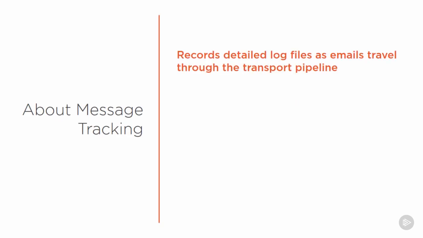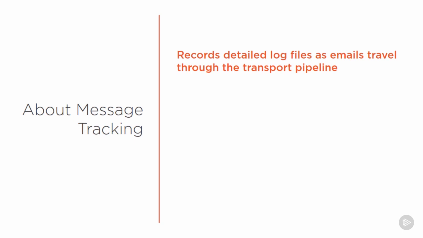Now let's look at another use of log files, which is message tracking. Message tracking is an Exchange feature that records detailed log files of email traffic as messages are transferred between Exchange servers within the organization and between different roles, services, and components on individual servers. In other words, message tracking logs record what happens to a message as it passes through the transport pipeline.